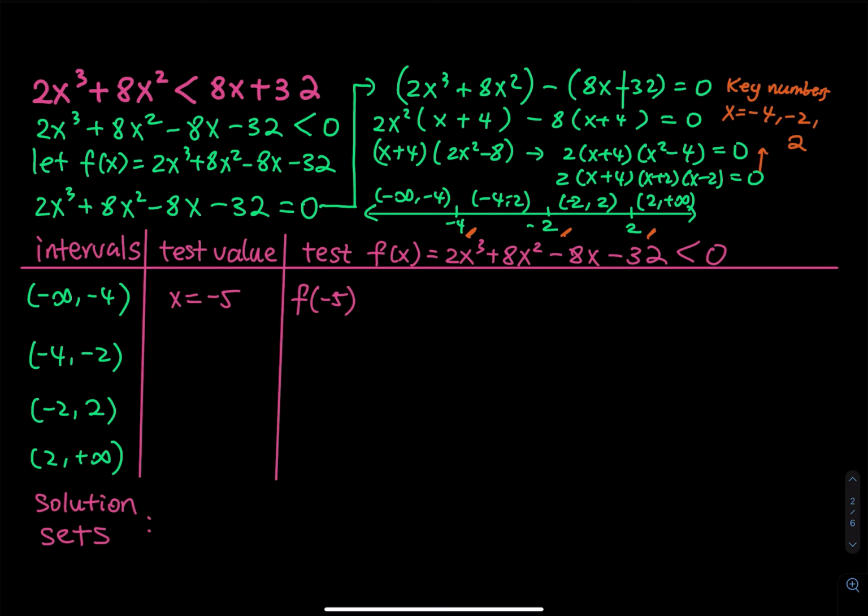Negative 4 to negative 2, I will pick x equals negative 3. This one, definitely pick x equals 0. This one, definitely pick x equals 3. And then you evaluate f of 3, f of 0, and f of negative 3.